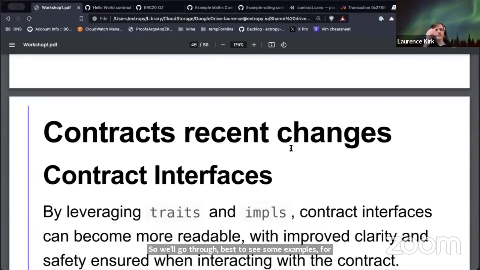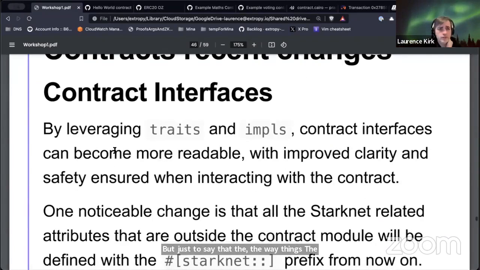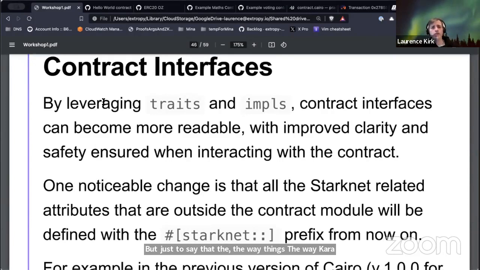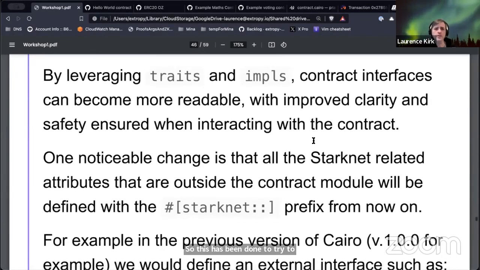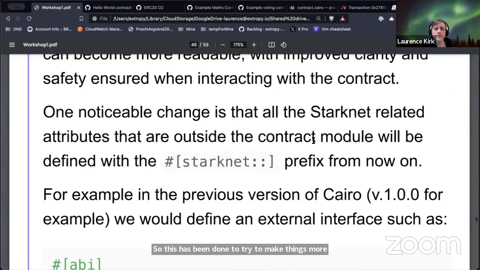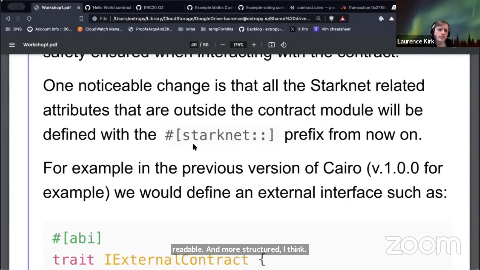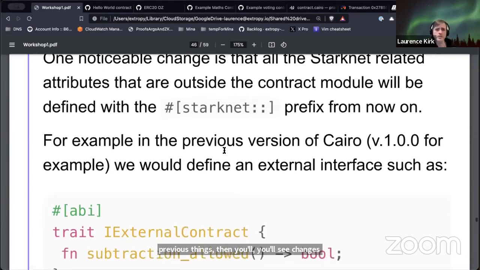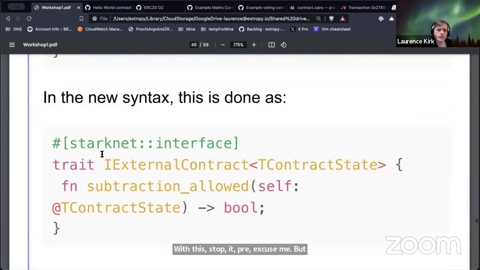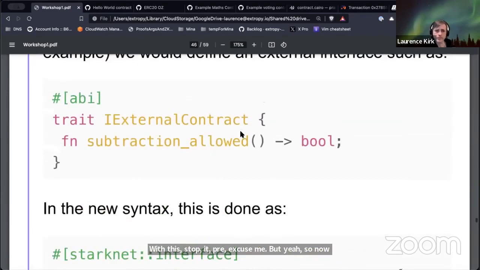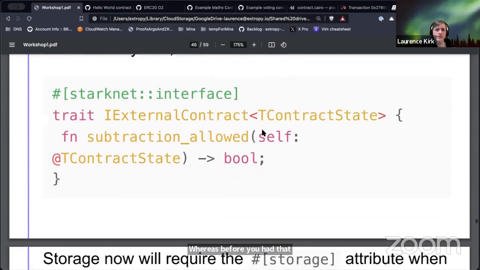But just to say that the way Cairo has developed has changed more recently by using traits and implementations. So this has been done to try to make things more readable and more structured, I think. And so if you've been using previous versions, you'll see changes with this StarkNet prefix. Excuse me. So now you would see things like this, whereas before you had just the ABI. Okay.